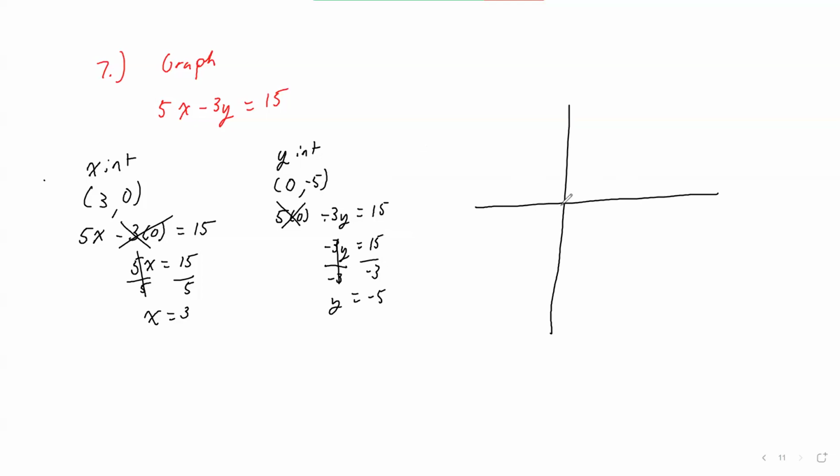How do you graph 3 comma 0? How do I graph 0, -5? 2 points make a line. All right, and that's it. Graphing's not the funnest thing.